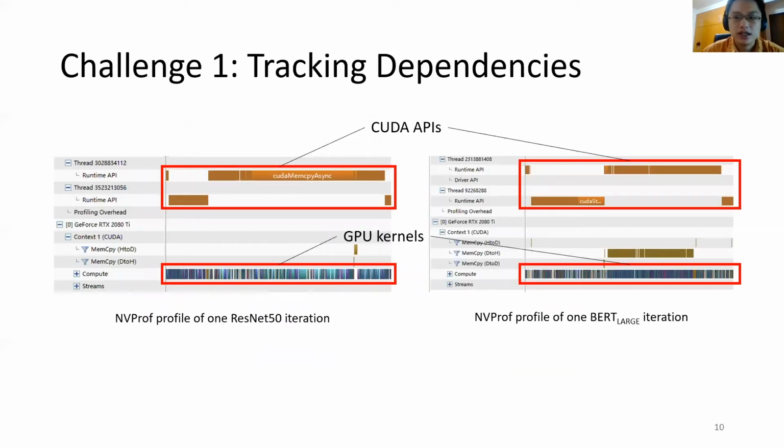And now let's look at each challenge in detail. So the first challenge is that Daydream has to check dependencies across thousands of low-level traces and across different hardware. Here are two figures showing the kernel-level traces of training ResNet 50 and BERT large models. There are thousands of GPU kernels and CUDA APIs invoked in just one iteration. Hence, Daydream needs to construct a graph that is potentially extremely complicated.